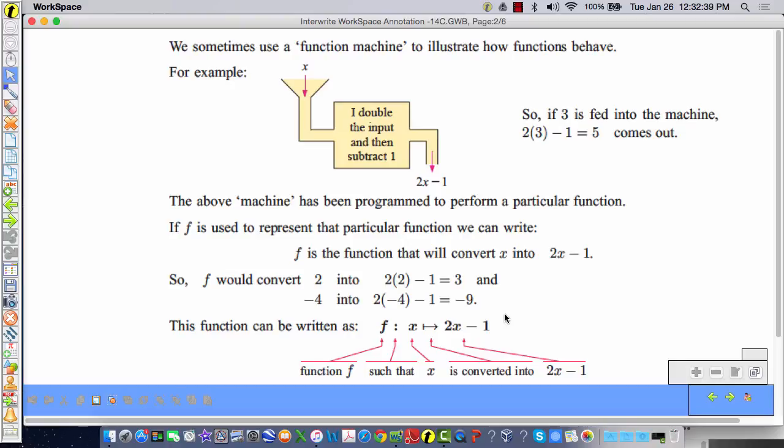understand what it means. So this function can be written, the function f, such that x is converted to 2x minus 1. Now that's a very nice definition. It gives you some conceptual understanding there, but I think it's a little hard to remember. So the function f such that x is converted into 2x minus 1. So if there were a 3 here, we would just replace this x with 3, and the function of 3 would be equal to 5. That's what they picked up there.